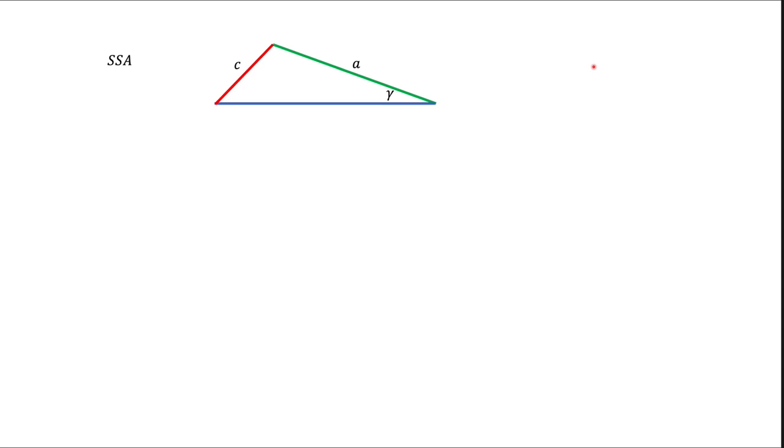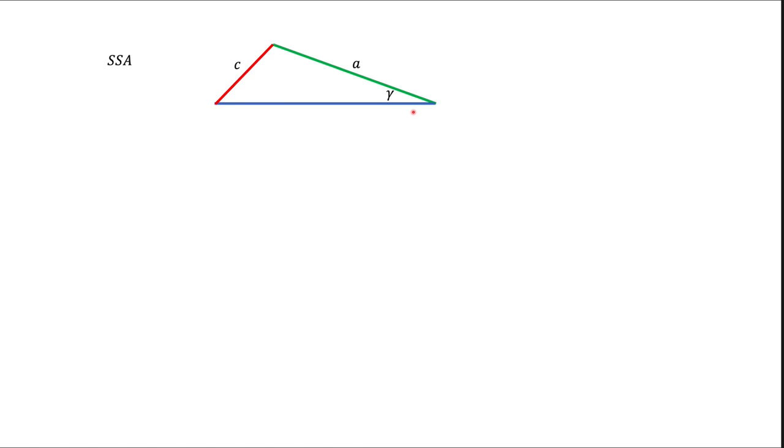But it's actually more fun to pronounce it backward. But what's happening in this case, we have this angle gamma, and we have two sides, side A and side C, and this angle gamma is not between the C and A.